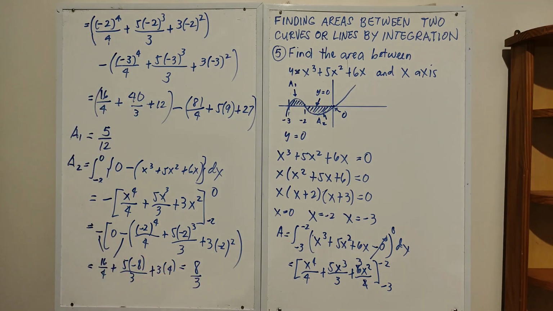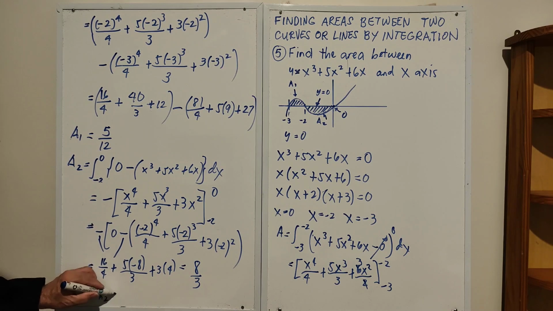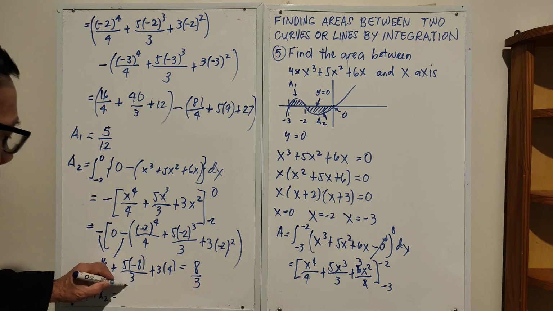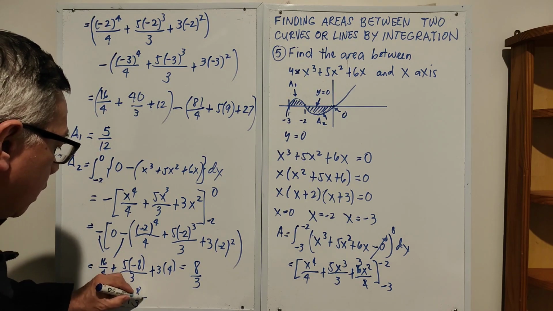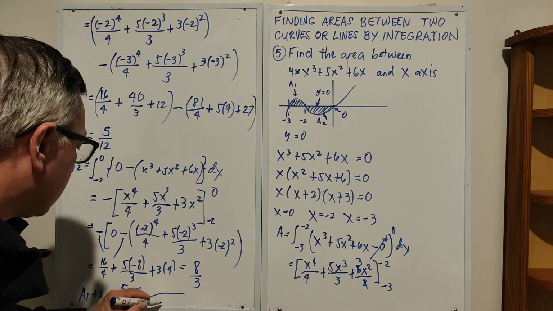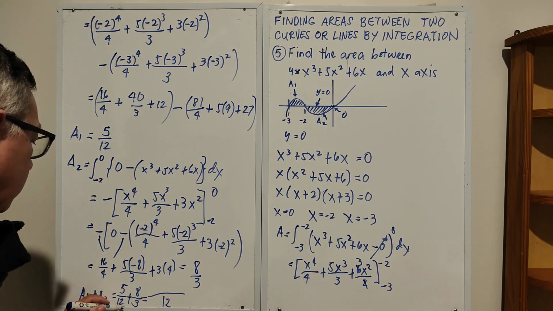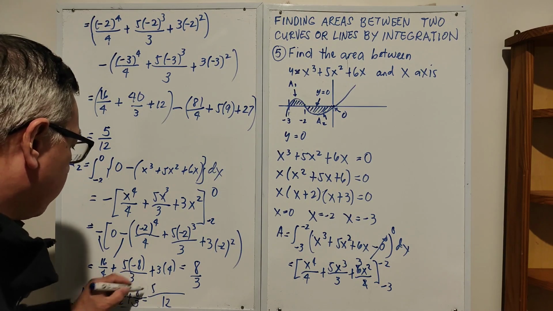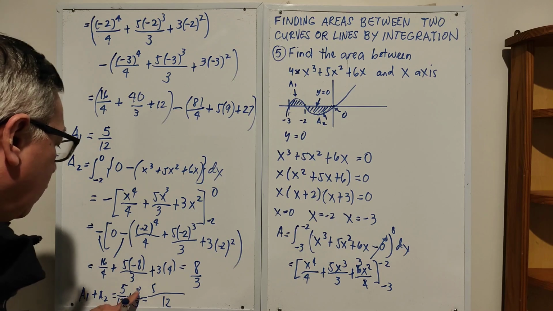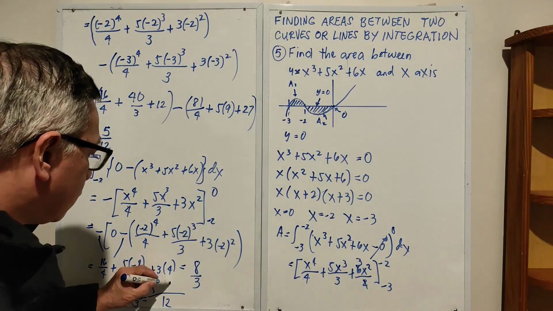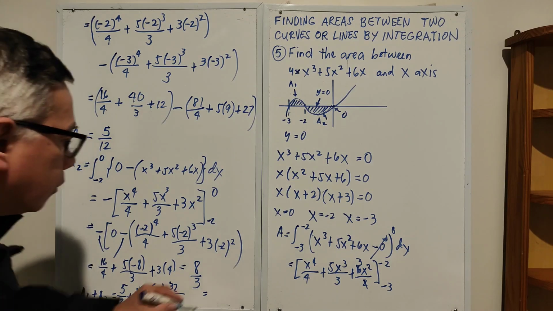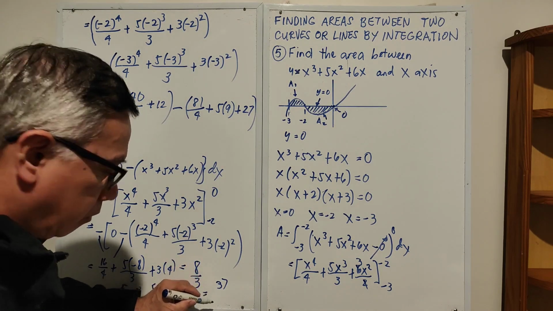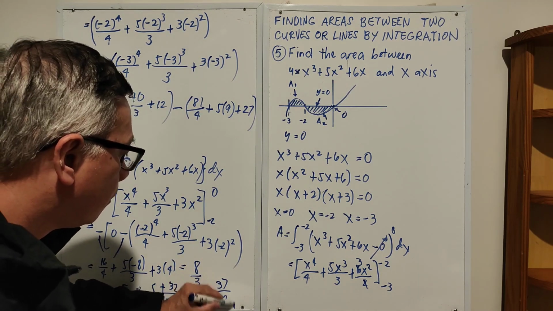This is area 2. So if you add area 1 plus area 2, that would be 5 over 12 plus 8 over 3. So the LCD is 12. 12 divided by 12 is 1, times 5 is 5. 12 divided by 3 is 4, times 8 is 32. So your total area would be 37 over 12.